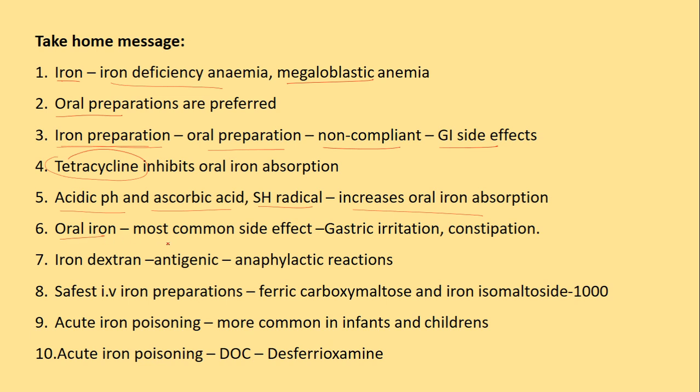With oral iron preparations, the most common side effect is gastric irritation and constipation. And the iron dextran is antigenic in nature. That's why they're more prone to anaphylactic reaction. The safest IV iron preparations available are ferric carboxymaltose and iron isomaltoside 1000. And acute iron poisoning is mainly seen in infants and children. In acute iron poisoning, you can use desferrioxamine, which is an iron chelating agent, and it's also the drug of choice for acute iron poisoning.